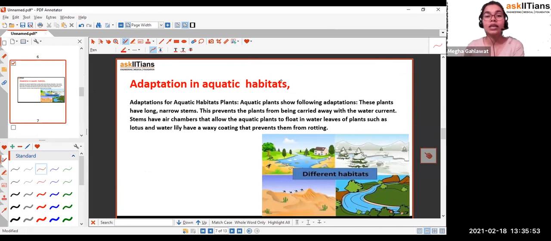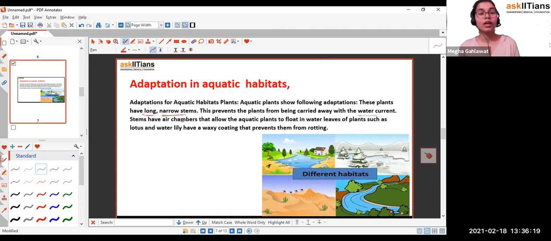Okay. Now, see, if we talk about the plants for the sake of aquatic habitat, these plants are very, very long and narrow and they are very, very wavy. Okay, they are soft, they're not as woody. And how is it important? That part of them being not woody helps these plants to shift their shape according to the flow of the water, and that prevents them from breaking or from being carried away with the water current.